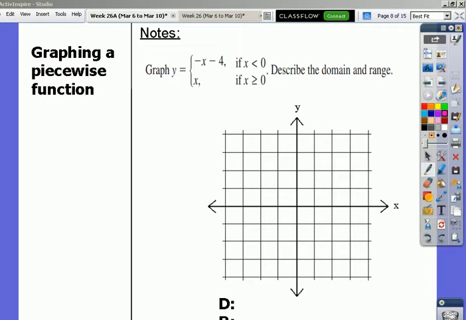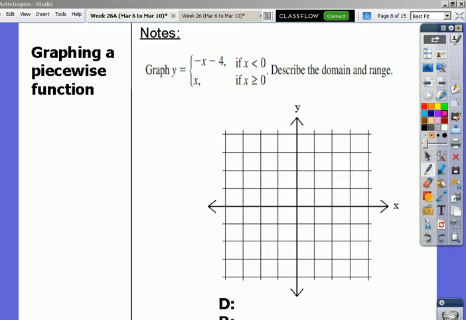Alright, so this is how you graph a piecewise function. I have not made up my mind yet if I'm going to ask you about the domain and range. Probably not. I might ask that as a bonus, because the domain and range can be kind of tricky. So we're going to concentrate on graphing first.